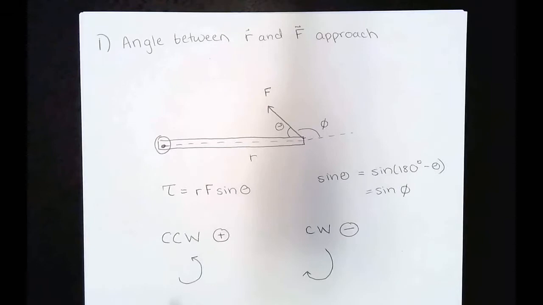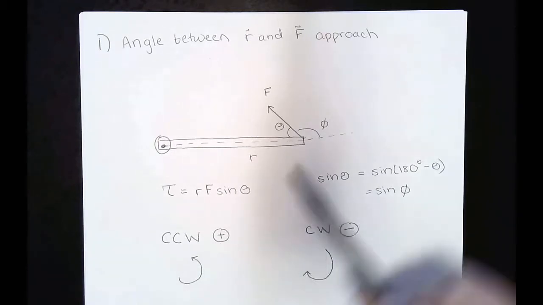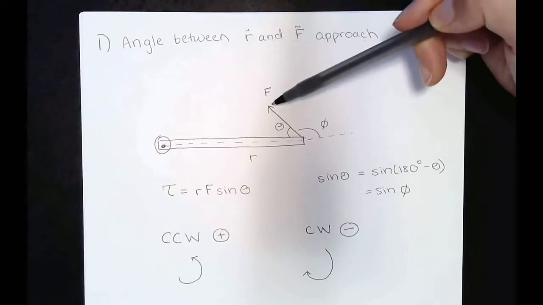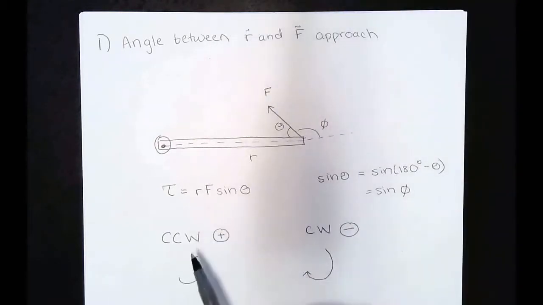And then we'll apply the sign convention as described, where counterclockwise rotation is positive and clockwise rotation is negative. So we look at the force and imagine which way it would rotate the object. So this one is pulling the object counterclockwise, so it would create a positive torque.